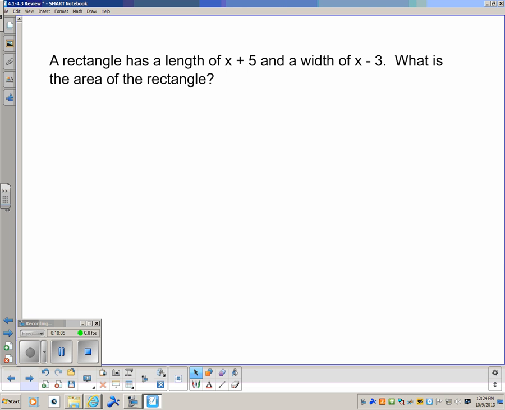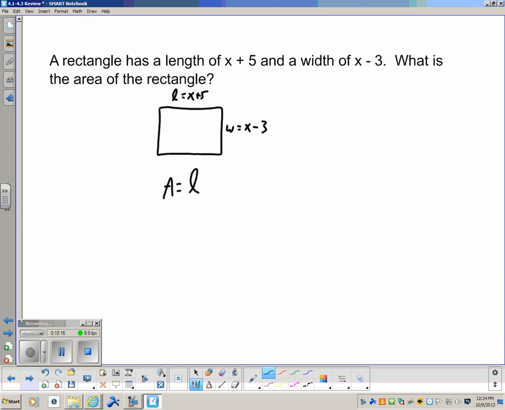And then this one here is very similar. You've got a rectangle here. The length is x plus 5. The width is x minus 3. We're supposed to find the area. Well, we know the area of a rectangle is length times width. So our length is x plus 5, our width is x minus 3. Let's just go ahead and simply multiply those together.